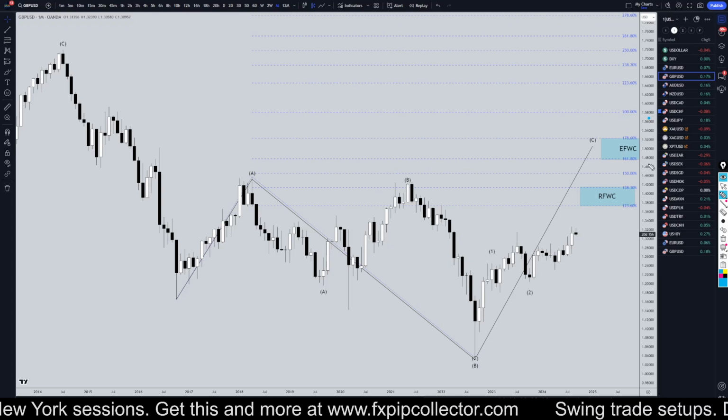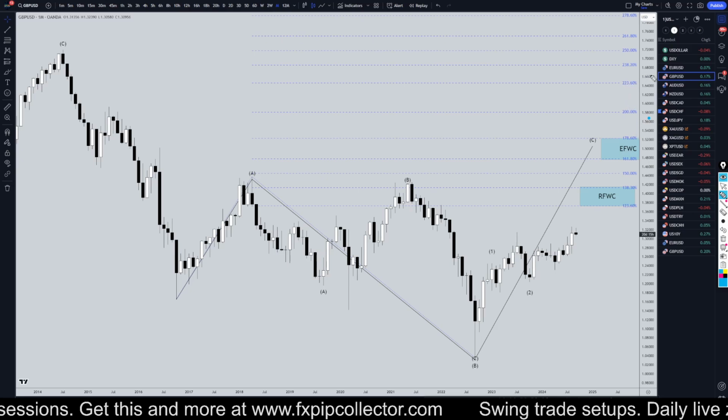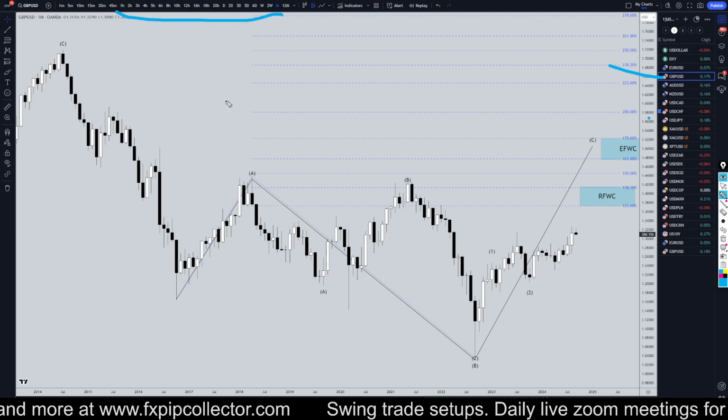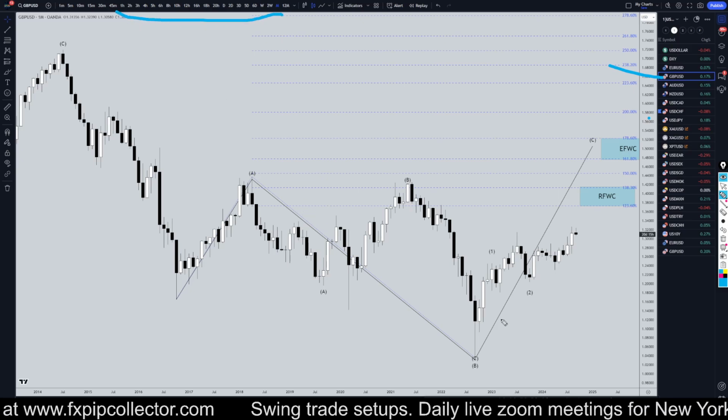Today is Tuesday, September 10th, and I'm going to be analyzing the pound US dollar, starting on the monthly, working my way all the way down to the 1 hour time frame for the full top-down analysis.